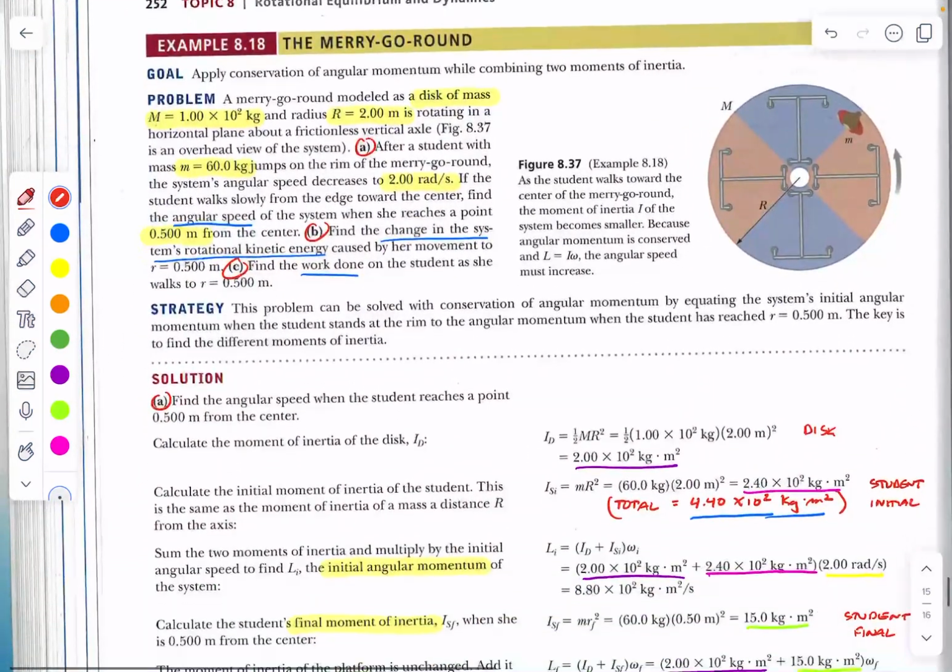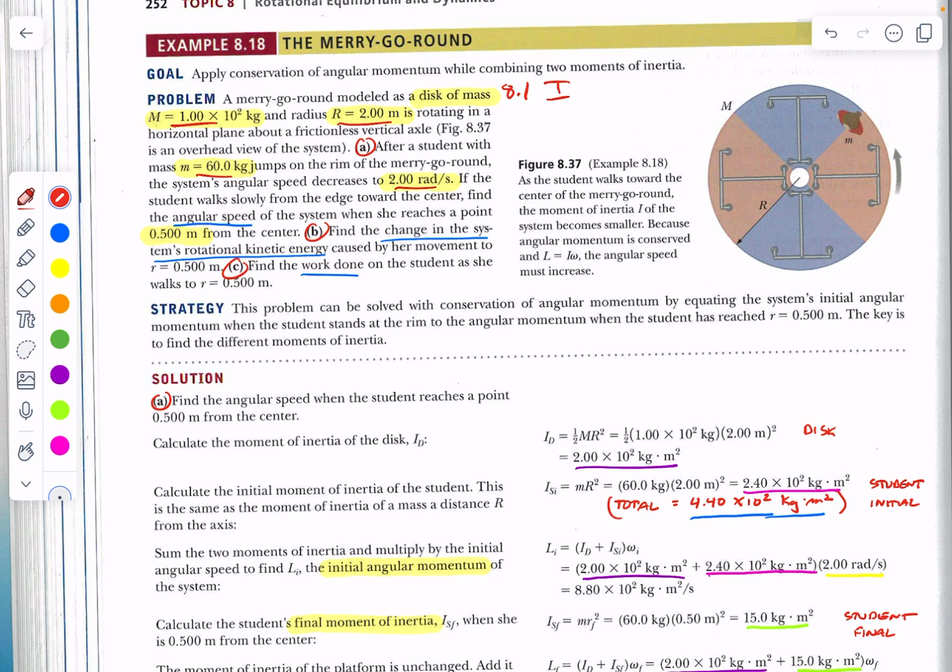Here's another problem, merry-go-round. We have a disk of mass m, and again, that means you're going to be going to table 8.1 to find out about the rotational inertia for a solid disk. And we're given its mass, capital M, and its radius, capital R. And then we have a student with a smaller mass, and the student is going to have a smaller r for the distance that they are from the edge or from the axis of rotation, and we have this speed of 2 radians per second.